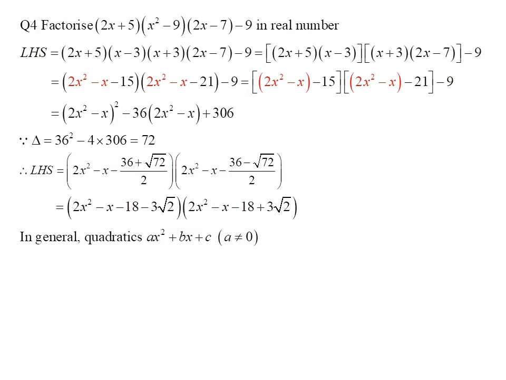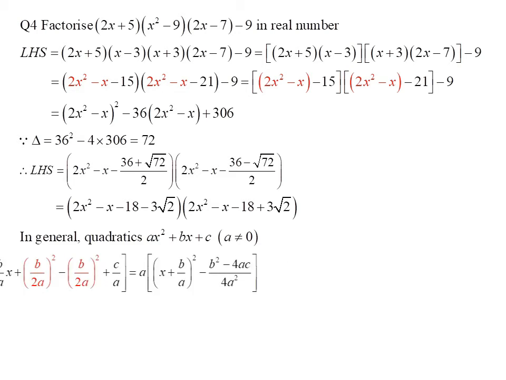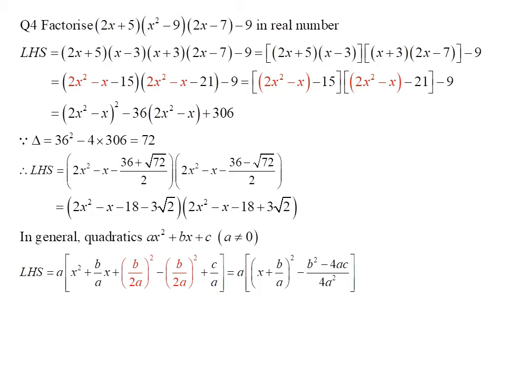We start from the general quadratic expression with coefficients a, b, and c. As we did in the earlier session, we take the quadratic coefficient a out and then add and subtract a constant term, shown in red, in order to make the form of a complete square minus a constant of (b squared minus 4ac) over 4a squared.